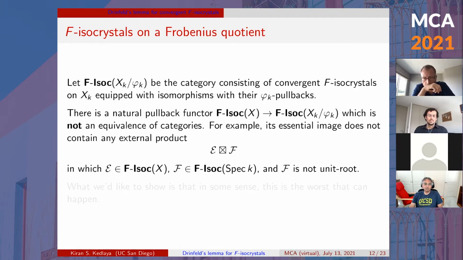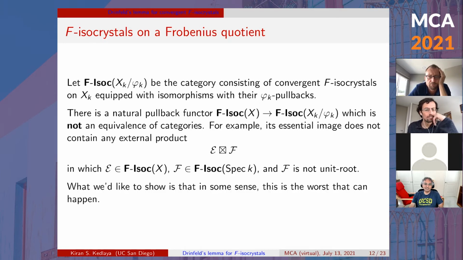So there's a whole slope theory on the Spec K side that you're missing if you take pullback. When you pull back, you're essentially getting objects that are unit root with respect to Spec K. And this category imposes no such restriction. So what you essentially want to show is that this is the worst that can happen, that somehow all of the objects are accounted for, more or less, by taking these kind of external products.